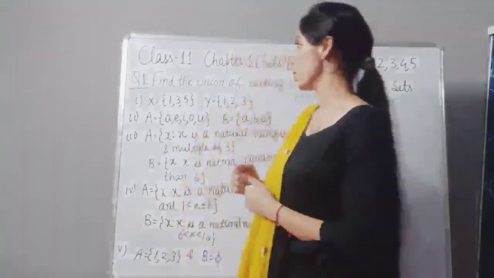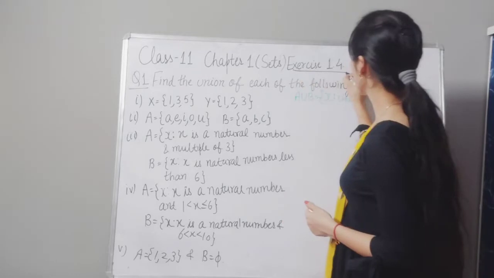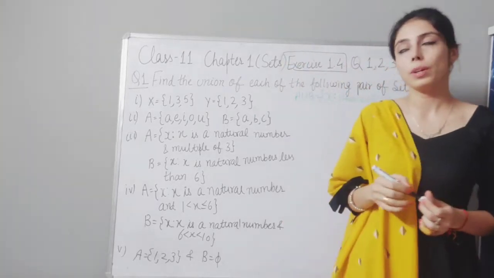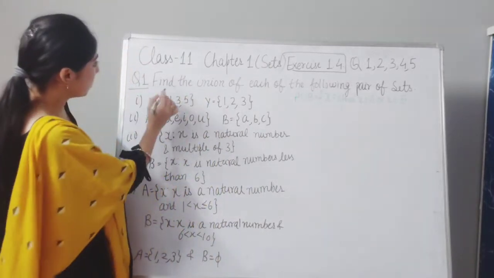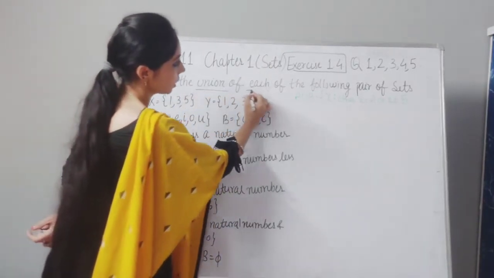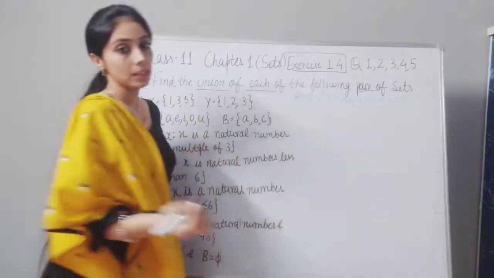Everyone, in today's video we will discuss some questions for exercise 1.4. First of all, we will discuss question number 1. Find the union of each of the following pair of sets.